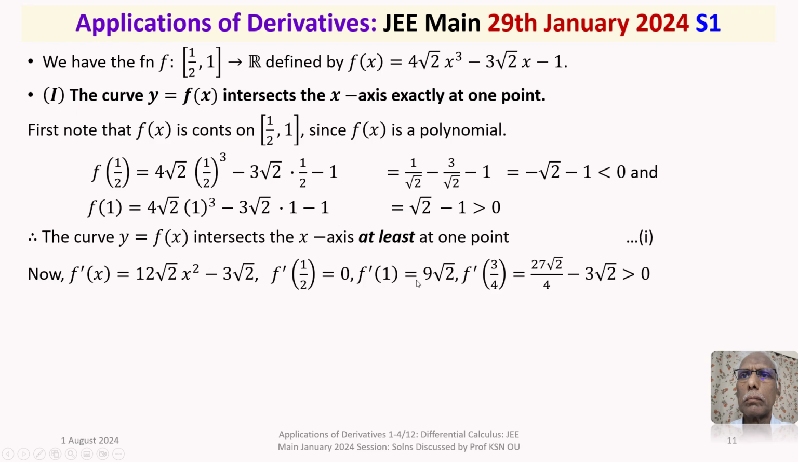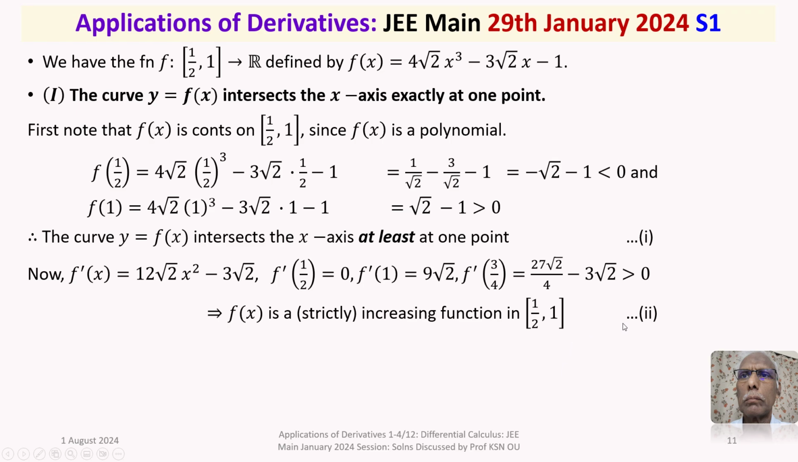And you take any point in between. We have taken exactly the midpoint, that is 3 by 4. f prime of 3 by 4 is 27 root 2 by 4 minus 3 root 2, which is greater than 0. That means f prime x is strictly positive for every x in this interval. That means f of x is a strictly increasing function in the given closed interval.